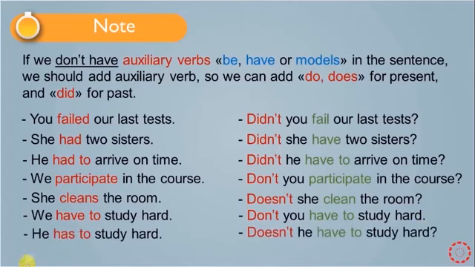Another example, he has to study hard. He has to. Here also is the phrasal verb, and we don't have an auxiliary verb. I mean verb to be and verb to have or modals. That's why we say doesn't. It means we add an auxiliary here, which is doesn't, because the sentence is present. We say doesn't he have to study hard?